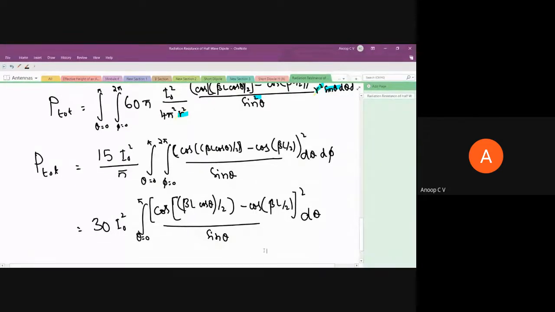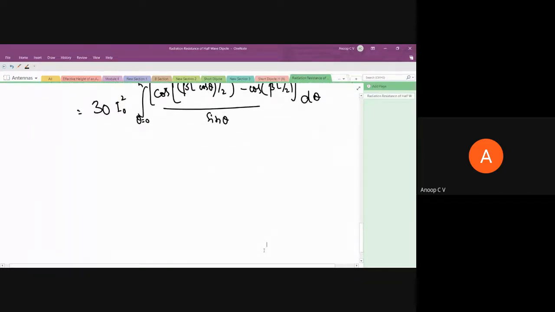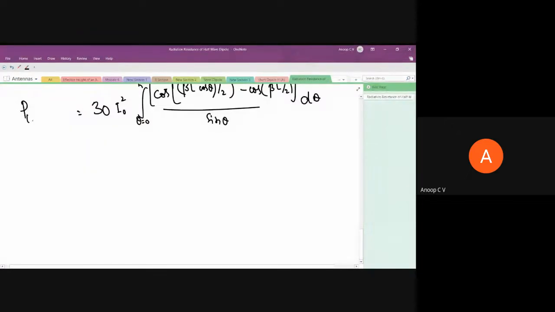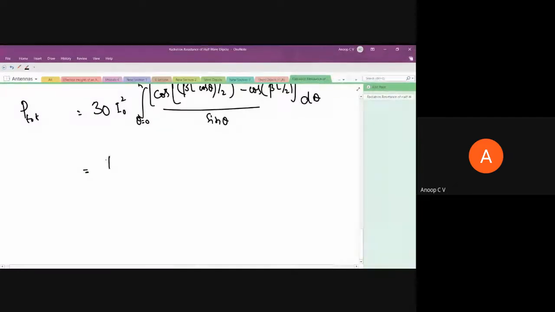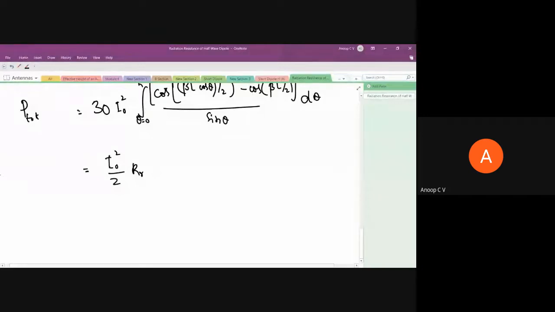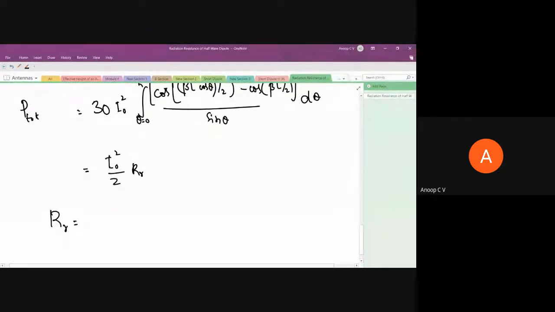This integral we can evaluate by substituting L later. This is the total power, P total, and this is also equal to I naught square by 2 times RR, our equation number 1. So the radiation resistance RR will be equal to the following.